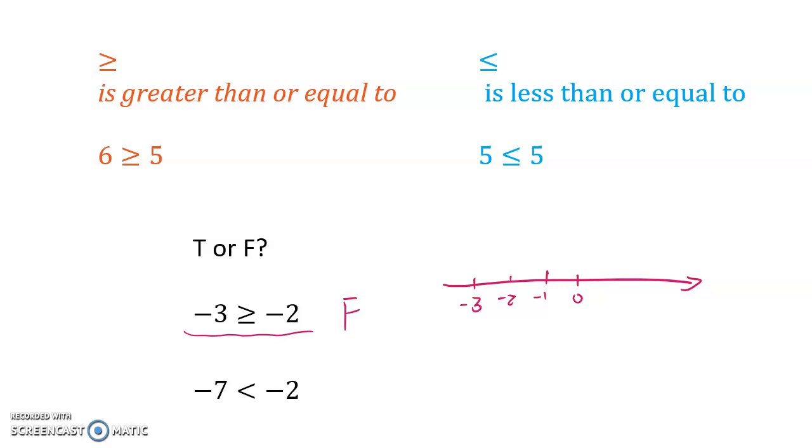Okay, so number 2. -7 is less than -2. Okay, we know -7 is way over here somewhere. So it's pretty obvious that -7 is a smaller number. So saying -7 is less than -2 is a true statement.